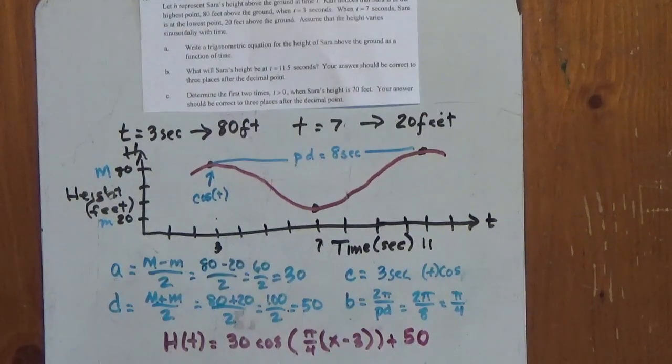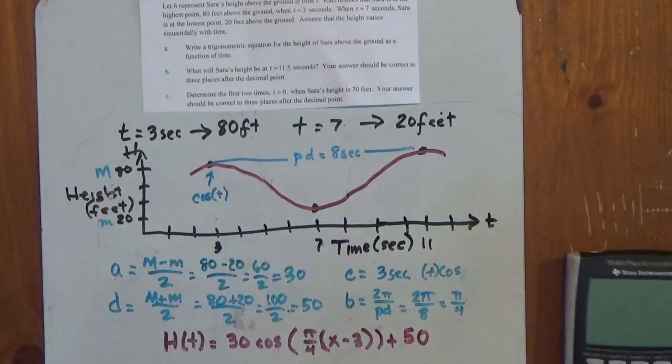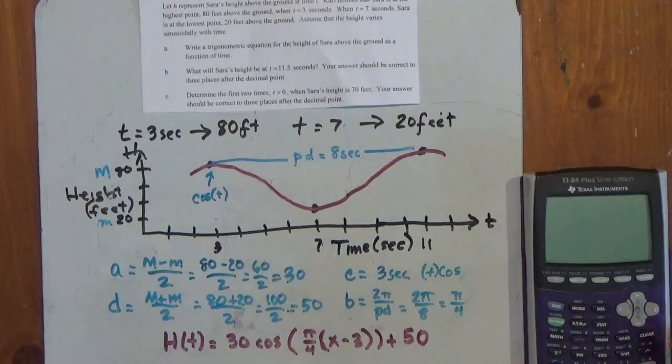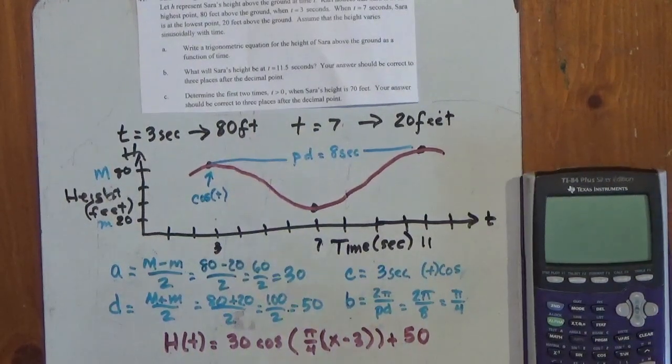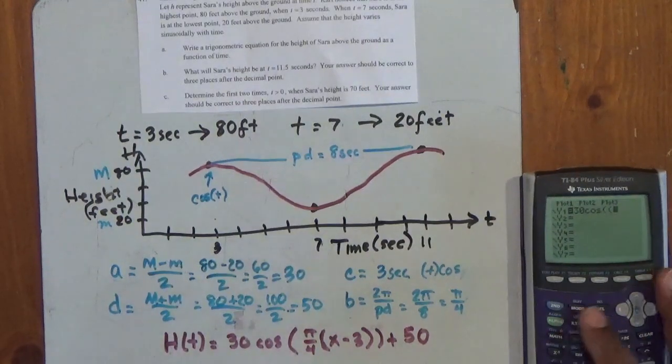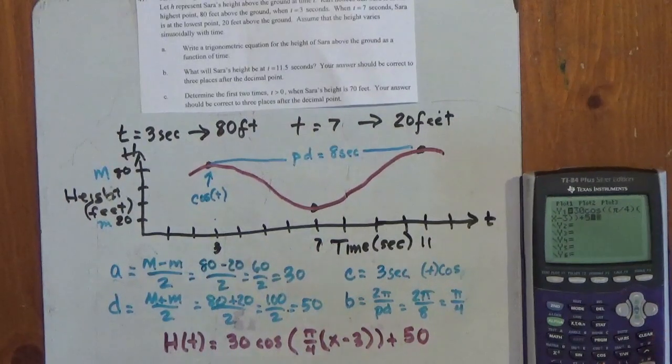All right, so let's plug that into the calculator and see what we get. See if we can reproduce this graph. 30 cosine, I'll put extra parentheses. Pi divided by 4, close, open. X minus 3, close, close, plus 50.